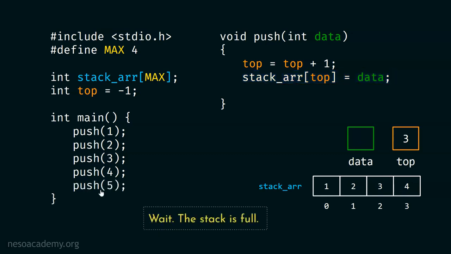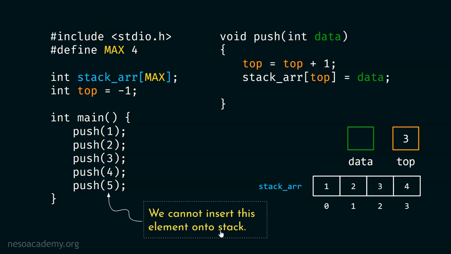Now we are interested in pushing this particular element, but wait, the stack is full. You can see that the stack is full. The capacity of the stack is 4, which means that it can hold 4 elements at most. Right now you can see the stack is full. Therefore, we cannot push this element onto the stack. We cannot insert this element onto stack.